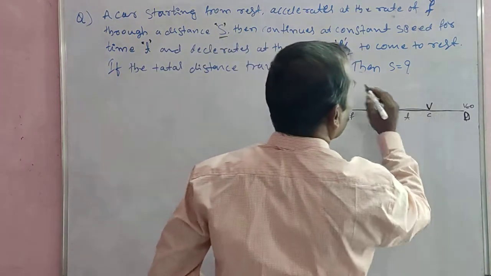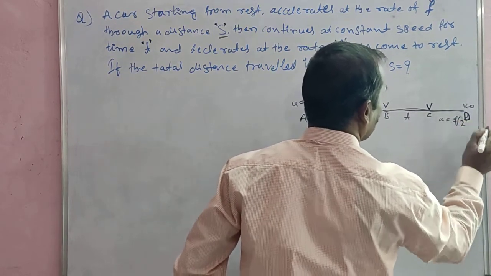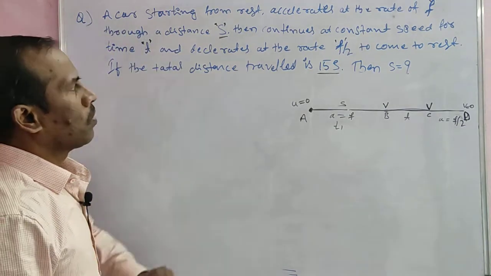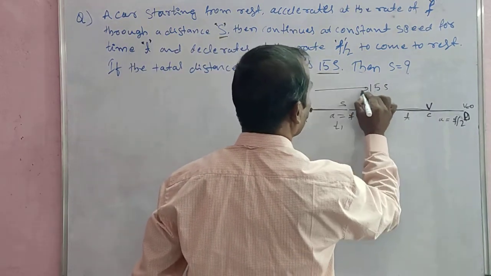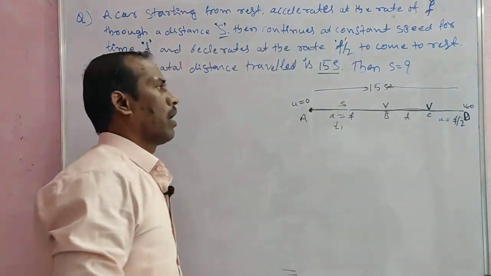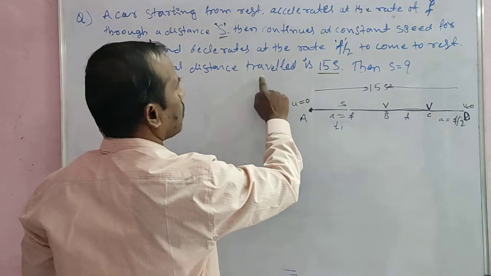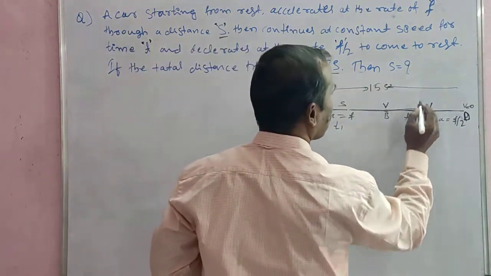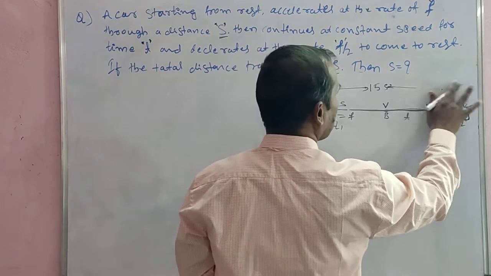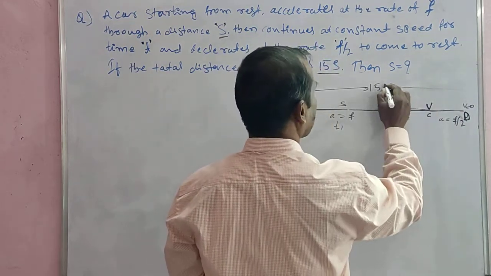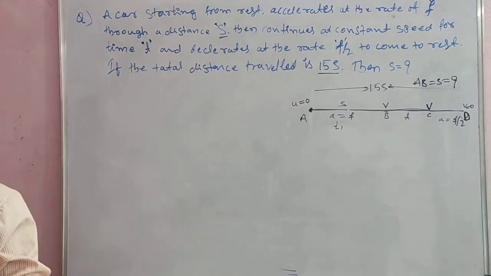Here the acceleration a is equal to f by 2. Now the total distance traveled is 15s, the total journey between A and D. So the total distance AD is equal to 15s. We need to find s, so AB is equal to s, which is the question mark, and the total distance is 15s. This is a very simple problem.